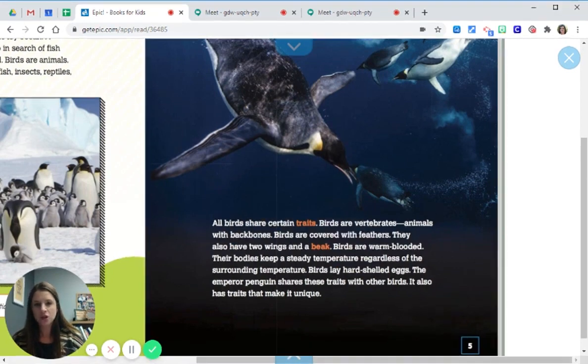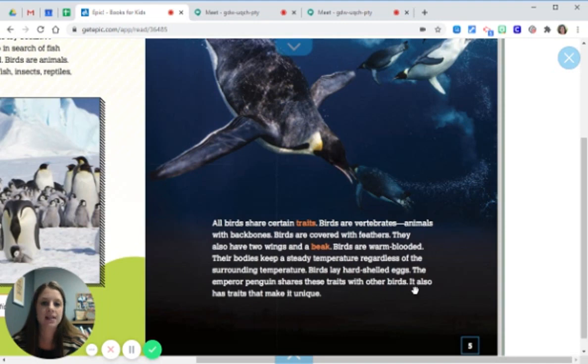Okay, so when I think about the sentences that support the big idea that the author is trying to teach us, that all birds have certain traits, I look at all of the sentences that talk specifically about the traits. Those are the details. Again, backbones, feathers, wings, beaks, they're warm-blooded, they lay hard-shelled eggs.